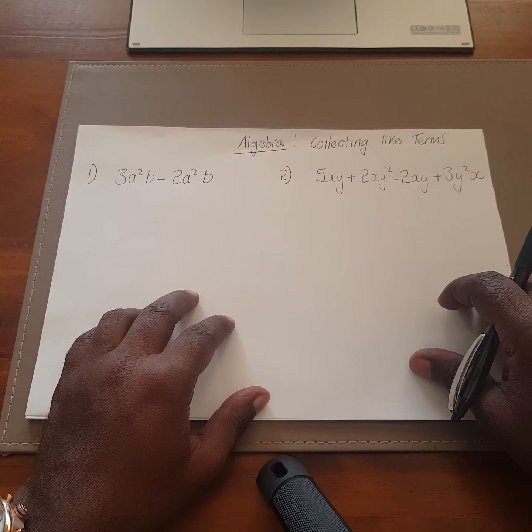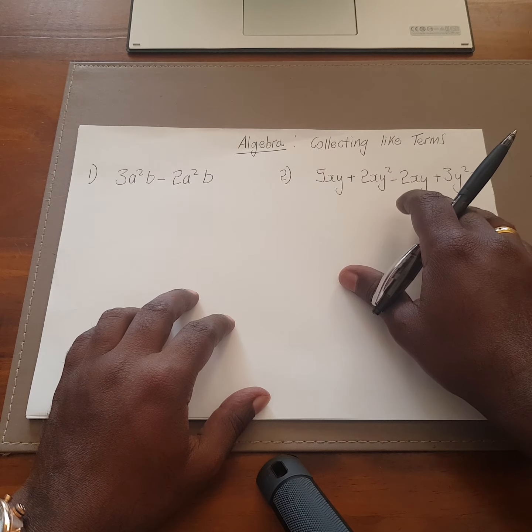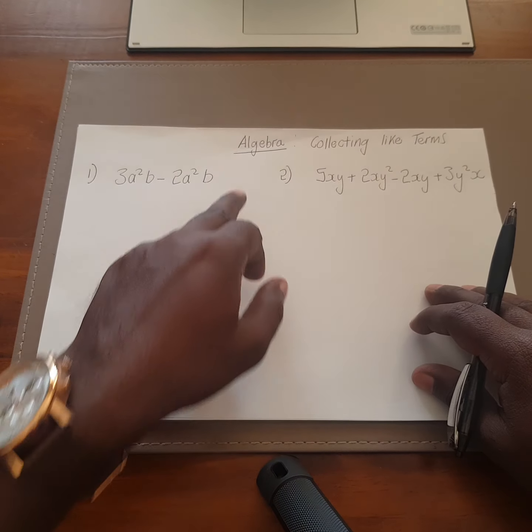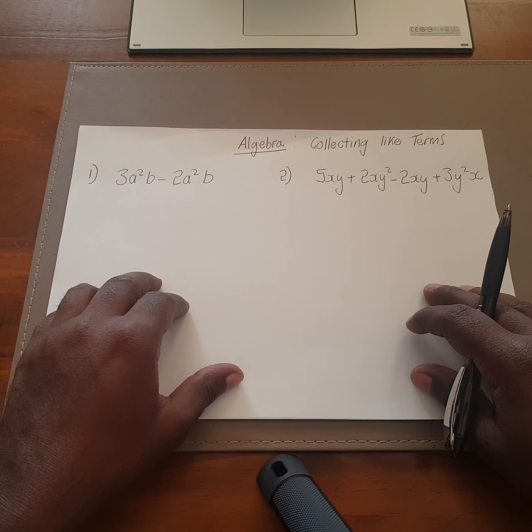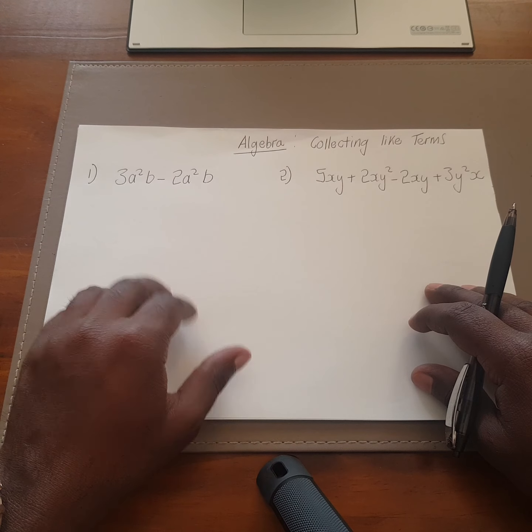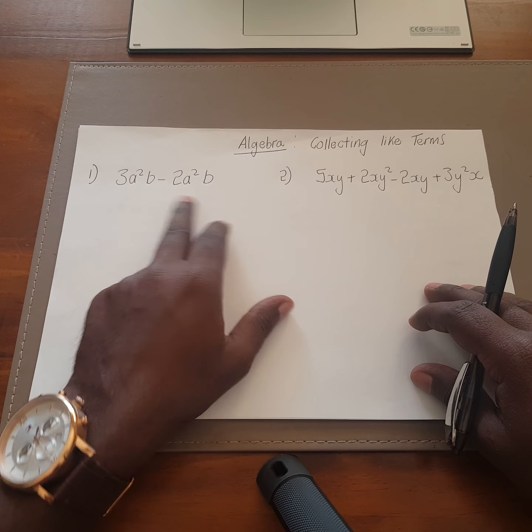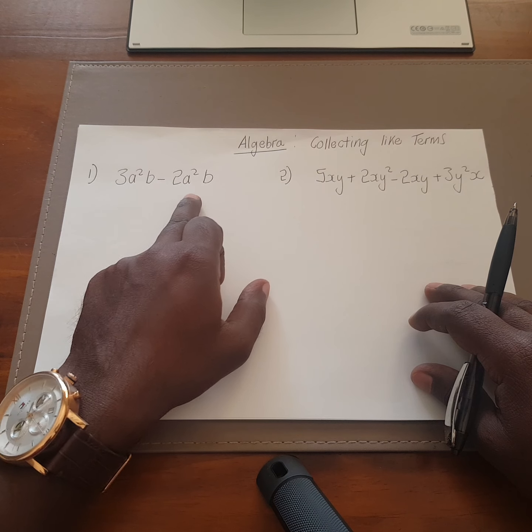Hi guys, in this episode of Shri series, I wanted us to discuss algebra and collecting like terms as written above. So we'll start off with two simple questions. The first one, where you've got 3a squared minus 2a squared b.